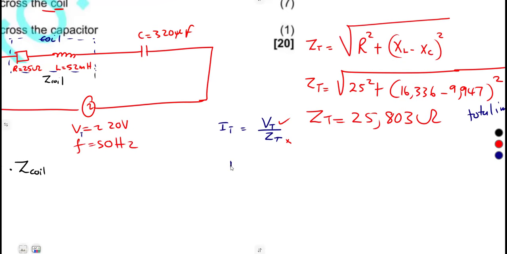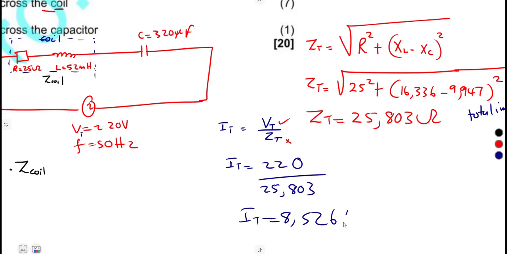So the total current can be determined, as the total voltage is 220 and the total impedance is 25,803. From this calculation, guys, what is it that I obtained? I obtained something like 8,526 amperes. So that's our total current. Why are we calculating the total current?